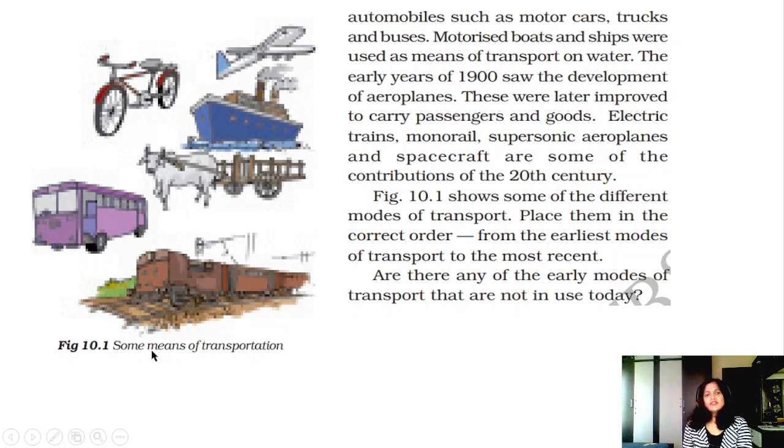Figure 10.1 shows some of the different modes of transport. Place them in the correct order, from the earliest modes of transport to the most recent. Are there any of the early modes of transport that are not in use today? Bullock cart we can see somewhere, but very little now. This is in very little use, so we can say almost not used. Because tractors replaced them in the field also, people are using tractors now, not these oxen.